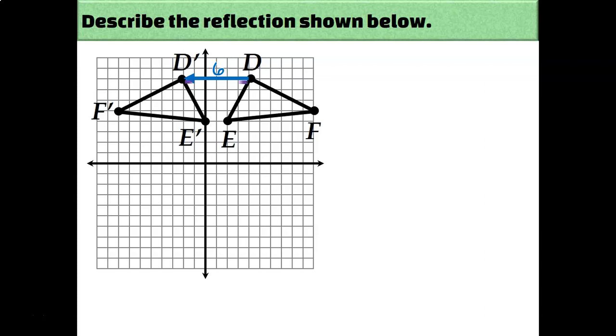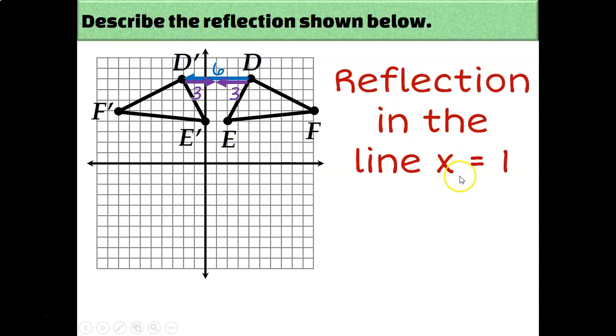So if I count 3 inwards from D and D prime, I find out that this is the line of reflection. It's not the axis. It's, in this case, x equals 1. Remember that vertical lines are always x equals, because all of the points on this line have an x value of 1. So triangle DEF was reflected in the line x equals 1 to create triangle D prime, E prime, F prime.